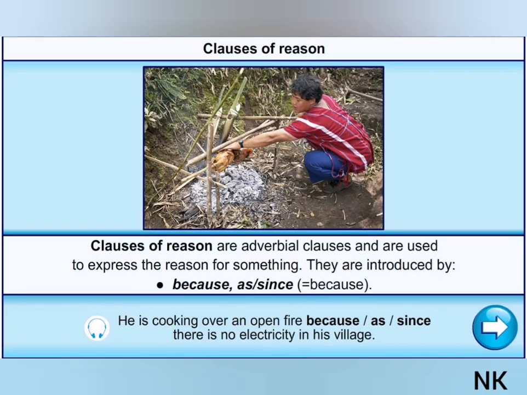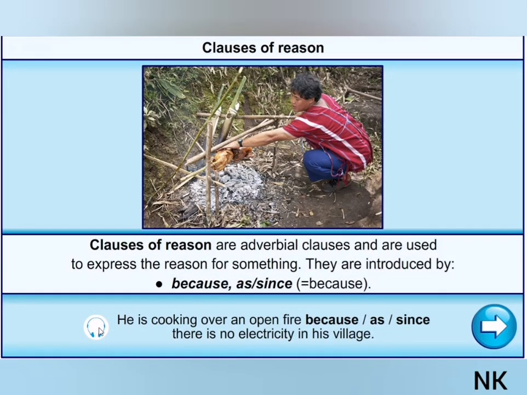Adverbial clauses of reason are used to express the reason for something. They are introduced by because, as, since. For example, he is cooking over an open fire because there is no electricity in his village. He is cooking over an open fire as there is no electricity in his village. He is cooking over an open fire since there is no electricity in his village.